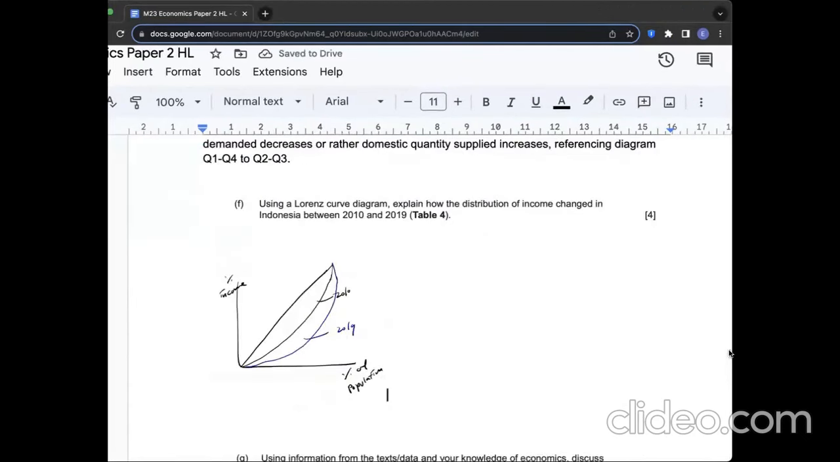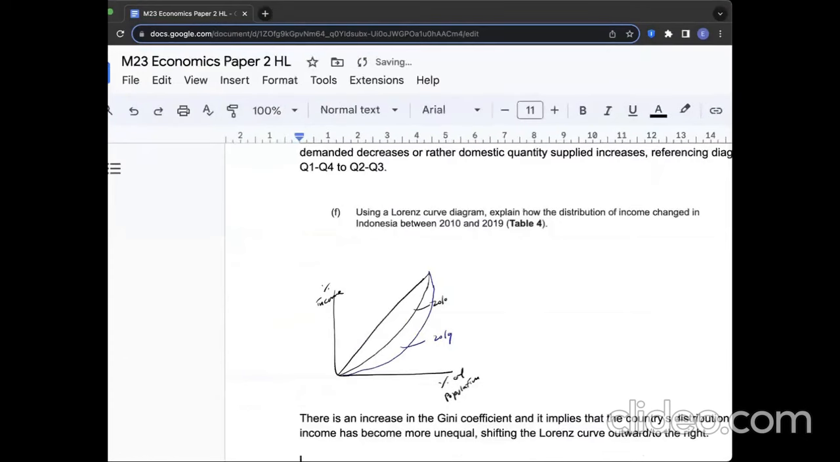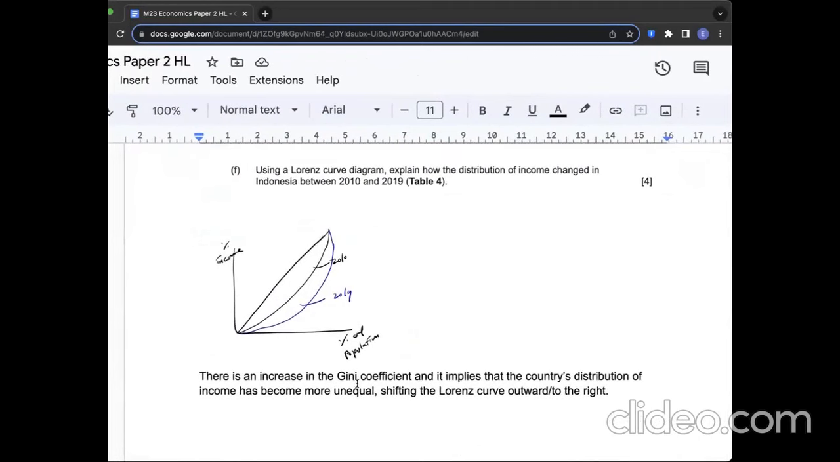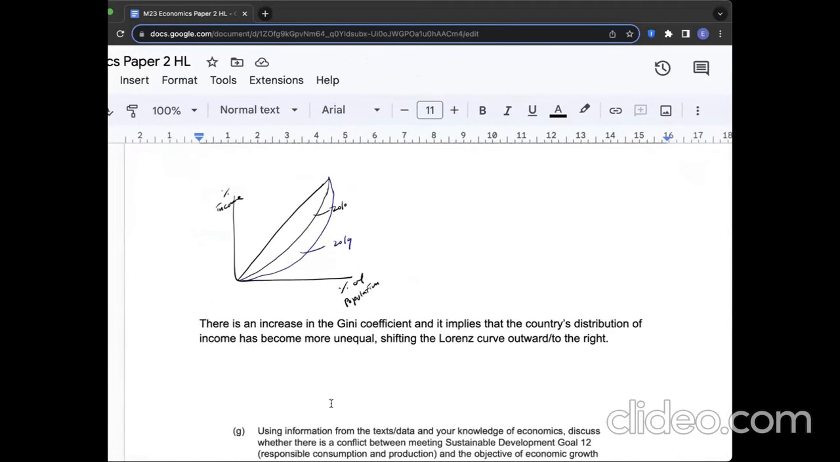2019 Lorentz curve shifting to the right, indicating the more unequal distribution of income. And then I'm going to explain them in words. There is an increase in the Gini coefficient, and it implies that the country's distribution of income has become more unequal, shifting the Lorentz curve to the right. Yes.